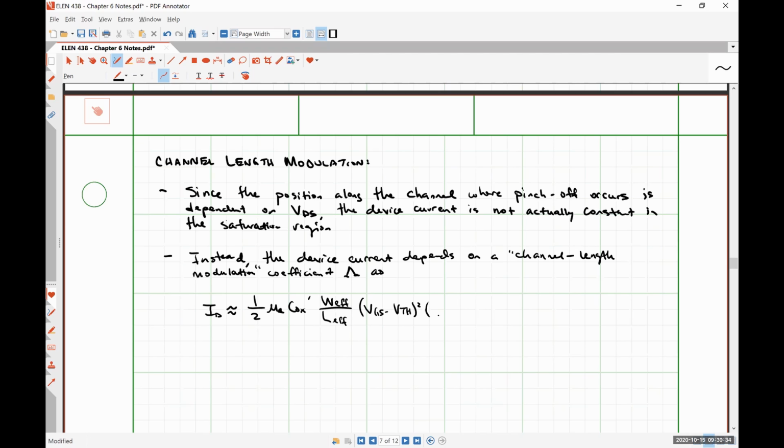And now we're going to add in another term, 1 plus Lambda times (VDS minus VDS sat). So VDS sat is the value of VDS that first causes pinch off to occur. And so we can figure out what that is pretty easily for any particular transistor just based on its behavior.